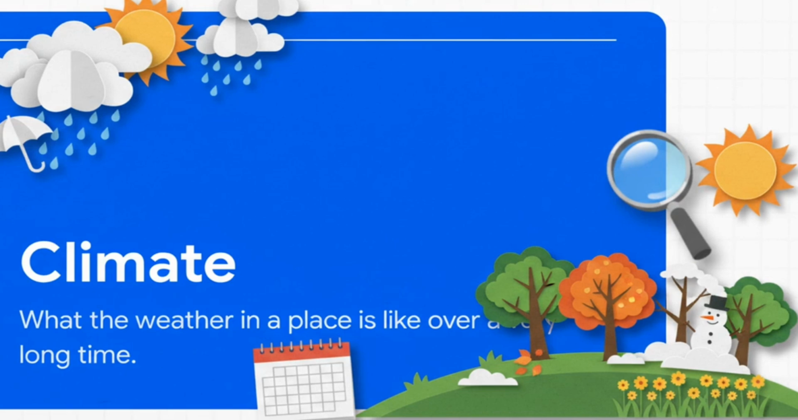Okay, so our very first clue in this big puzzle is a word, climate. What even is a climate? Well, it's not just about if it's rainy today or sunny tomorrow. Climate is what the weather is like in one spot over a really, really long time, like for years and years. If a place is usually warm and sunny, well, that's its climate.